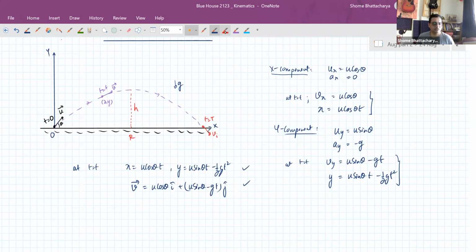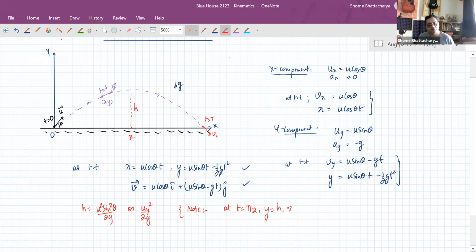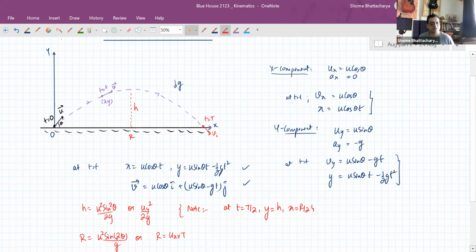Using these equations, we had seen the standard formula that the maximum height is u square sine square theta by 2g, or uy square by 2g. At t equal to T by 2, the y coordinate becomes the maximum height and the x coordinate is half the range. The range is given by u square sine 2 theta by g, or we can interpret the range as the x component of velocity into the time of flight. This was the other standard formula.